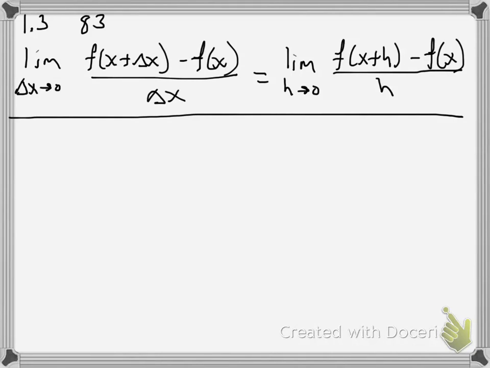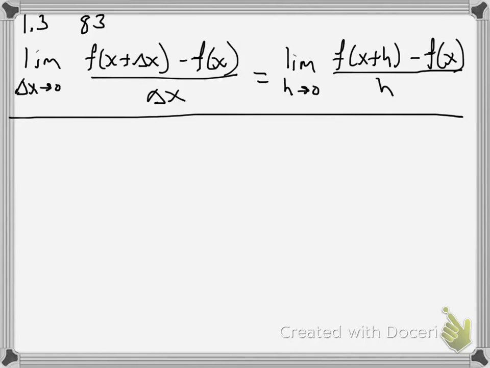Alright, let's take a look at the last three problems from the 1.3 homework. I'm going to use the h form of this special limit, just because it's a little bit easier to write. The book tells you to use the limit as delta x goes to 0 of f of x plus delta x minus f of x, all over delta x. Notice that delta x is just going to 0, so we can substitute an h, and we get the limit as h goes to 0 of f of x plus h minus f of x, all over h. It's just a little bit simpler.